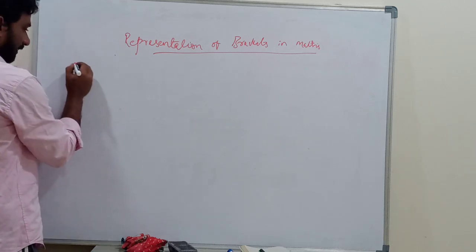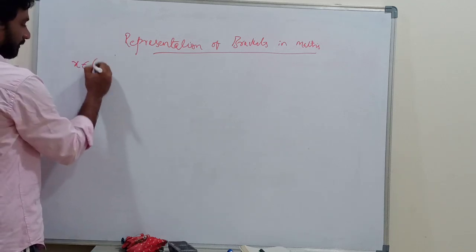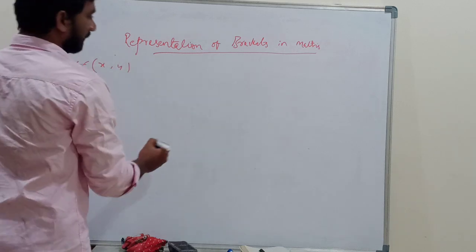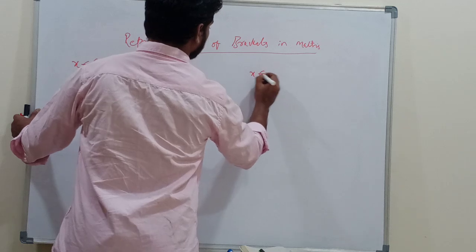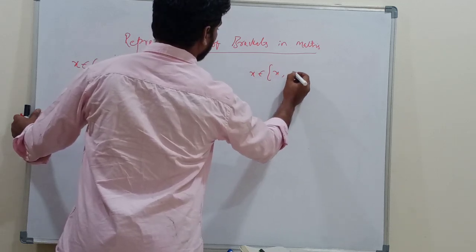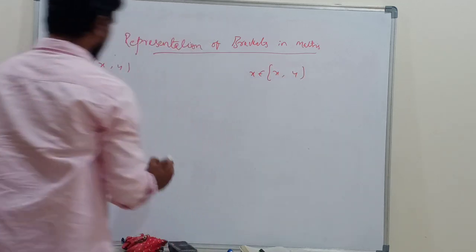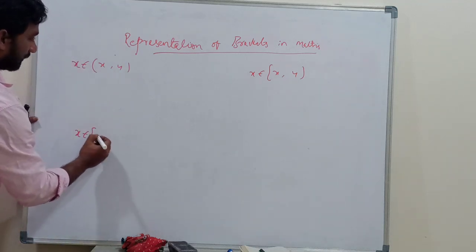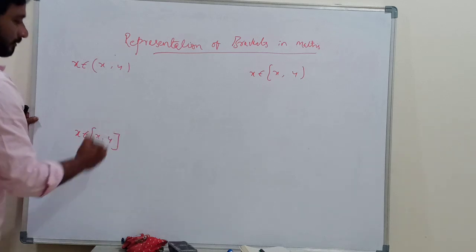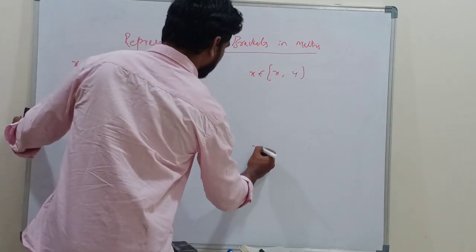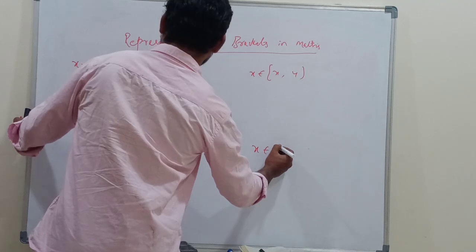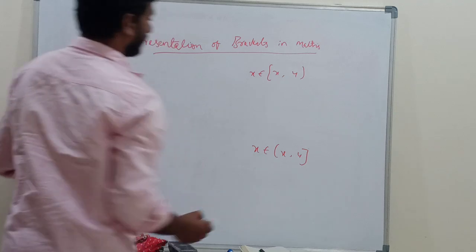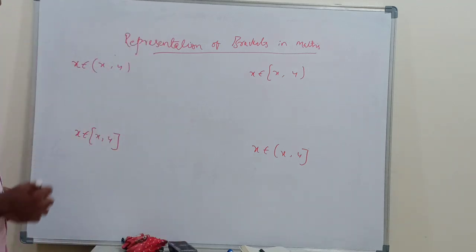One is x belongs to open bracket x comma y open bracket. Another one is x belongs to closed bracket x comma y open bracket. Another one is x belongs to closed bracket x comma y closed bracket. Another one is x belongs to open bracket x comma y closed bracket. So there are four types of brackets.